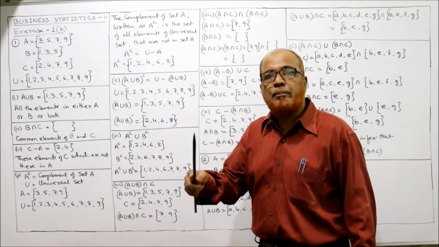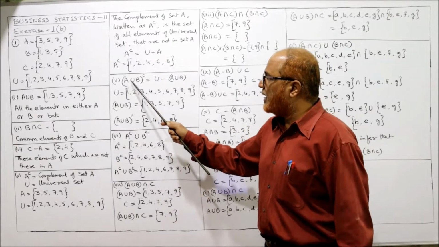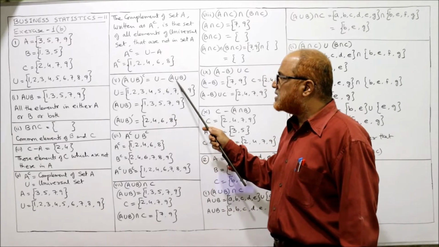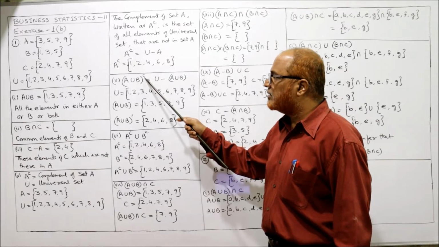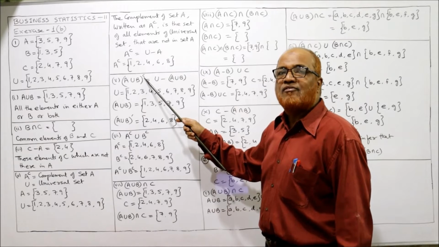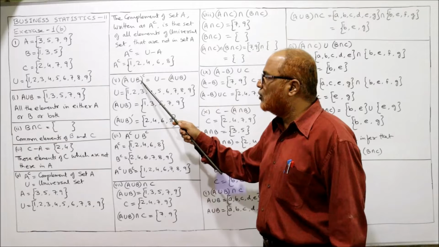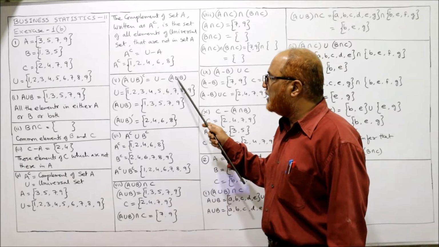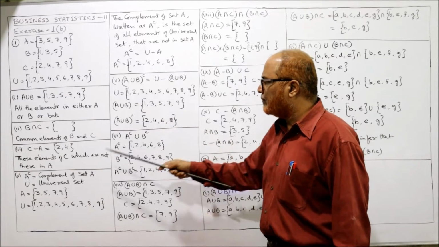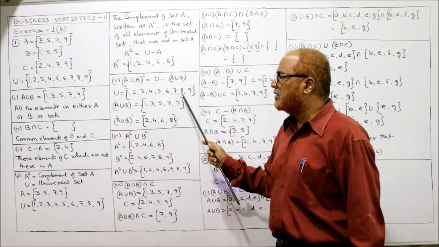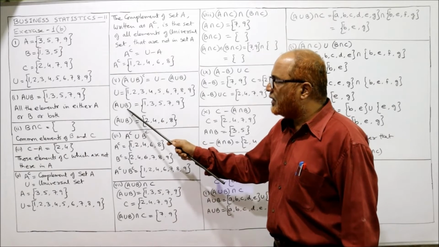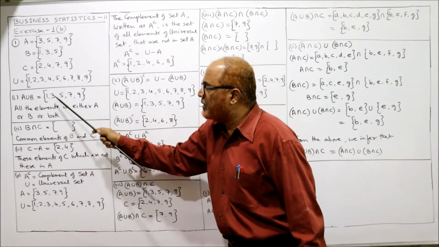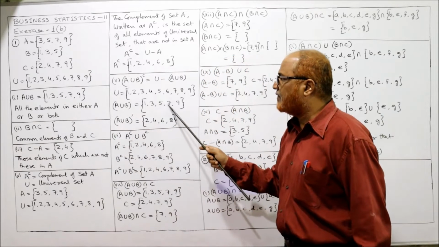A union B complement is equal to universal minus A union B, because complement means from universal I deduct A union B. So I need A union B. Universal we already know: 1, 2, 3, 4, 5, 6, 7, 8, 9. A union B we also know, the first point we have done: A union B is equal to 1, 3, 5, 7, 9.